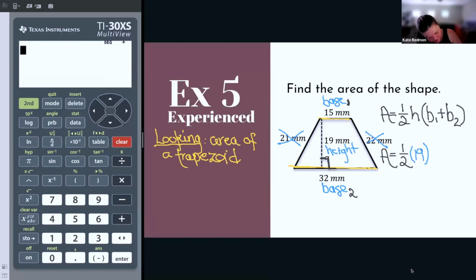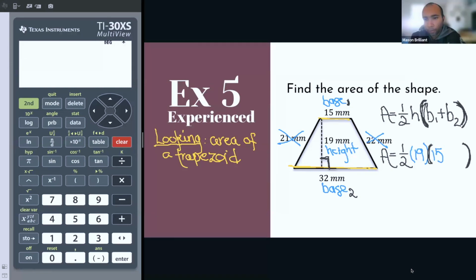They start making short parentheses, but I need you to see that the original expression had a nice long parentheses with B1 and B2 in it. Just like we don't lose operations, please don't lose groupings. I want to see a nice long parentheses for your B1 and B2 to be adding together in there. Now what? 15. Never forget your addition. And then the second base being 32.